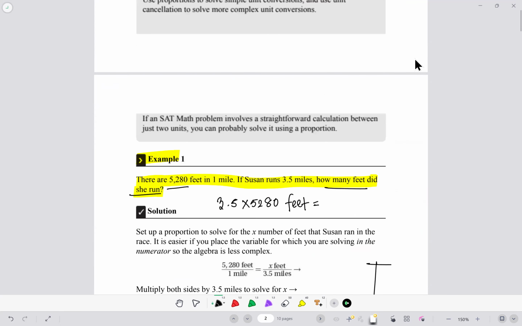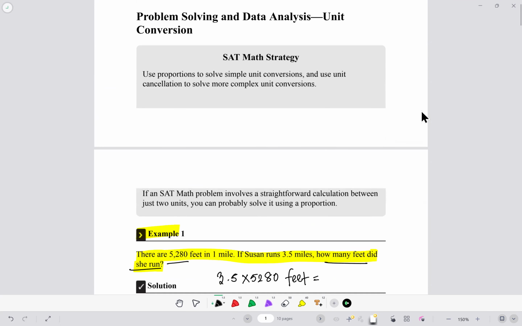That is how this chapter is ending here. Problem solving and data analysis, unit conversion. Thank you so much. Thanks a lot.